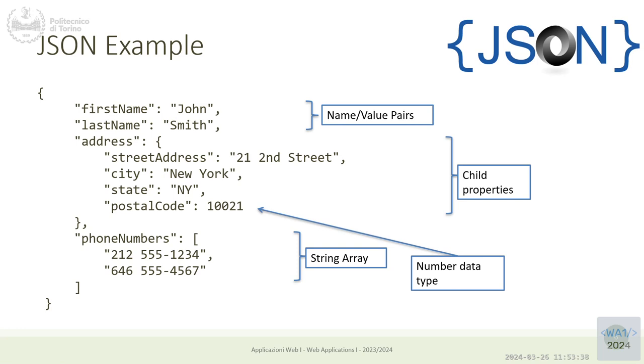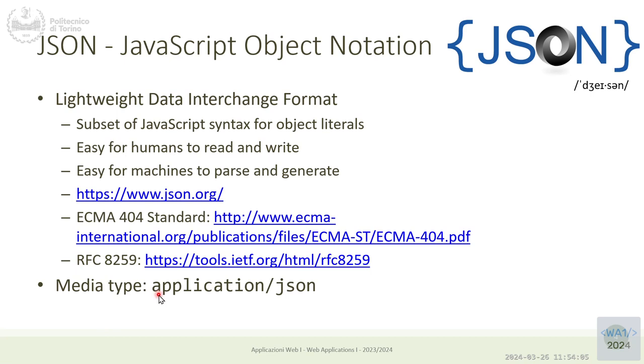And there should not be extra commas. In JavaScript, if you have an extra comma here or there, a dangling comma, it's allowed; it's just ignored. Here, it will be a syntax error. So it's a stricter syntax than JavaScript objects. And this standard format gets its own content type, which is called application/json.